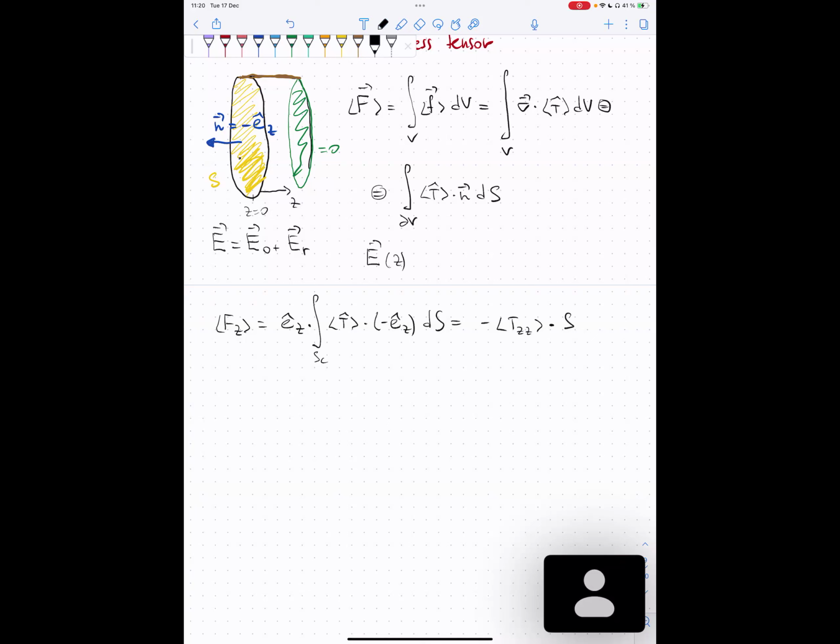So you see, previously we calculated all these integrals. Of course they're not very hard, but this is a simple example. When we have something more complicated, the volume integrals will also become more complicated. But in this case, we just need to calculate the Tzz value of the Maxwell stress tensor.